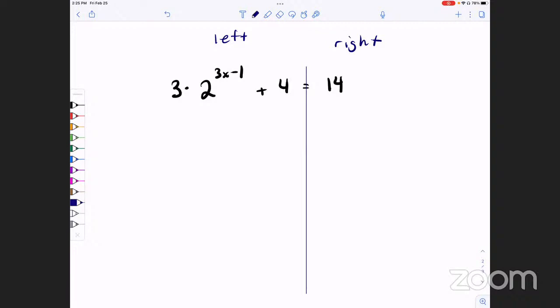So now, whenever we make a change on the left-hand side of the equal sign, we also need to do the same thing on the right. We want to move terms away from our x, right? So let's start with this 4. To undo this plus 4, what's the inverse of addition? We subtract 4 on both sides, right? So minus 4 and minus 4, okay?